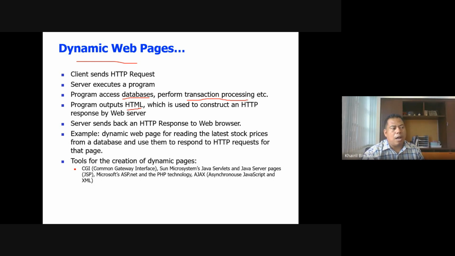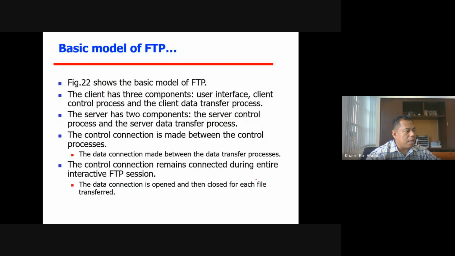HTML will define how to display an image, how to display a line, how to display a header, and so forth. The server sends back the HTTP response. An example is a dynamic web page for reading the latest stock prices from a database and using them to respond to HTTP requests. Other tools for creating dynamic web pages include CGI, Microsoft ASP.NET, PHP, and also Java Server Pages.